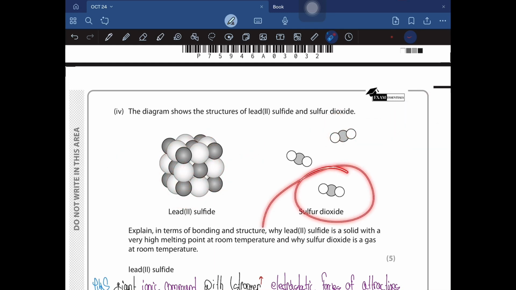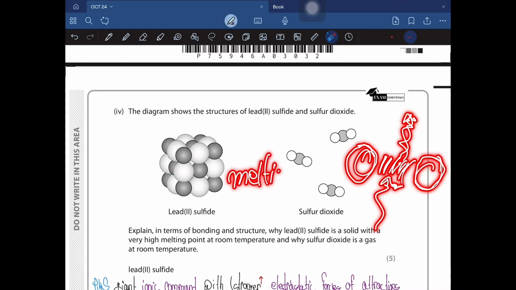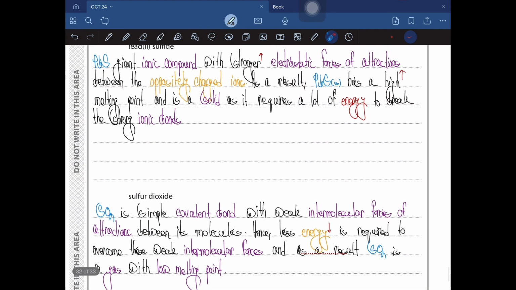And for this, this is a simple covalent compound, and it has weak intermolecular forces between its molecules, right? So this is a molecule of sulfur dioxide, this is another molecule of sulfur dioxide, right? And it has weak intermolecular forces between these molecules, and it requires less energy to overcome these weak intermolecular forces, right? And hence it has a low melting point and is a gas at room temperature. So yeah, let's just move on.